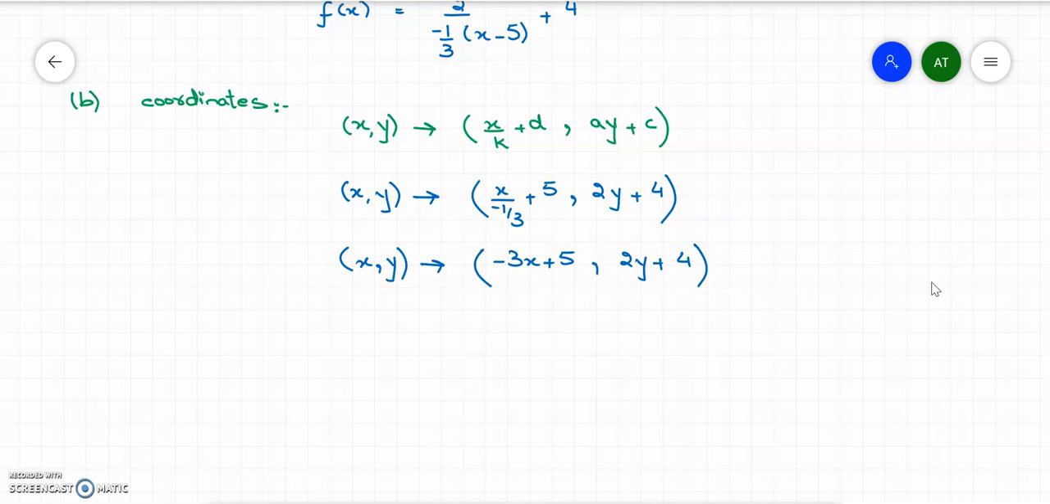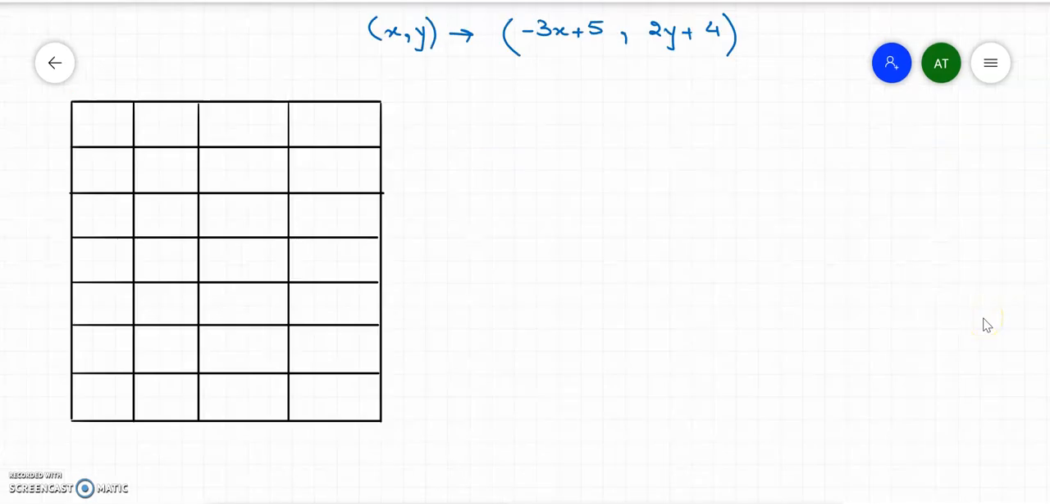Now we have to draw the table of values. Okay, we have done drawing the table. So let me write down the coordinates. In the first column we can write down x and y, and this x and y deals with the base function, and the base function is 1 over x. That is a reciprocal function. And in the third column we are going to write down negative 3x plus 5, and in the fourth column we have 2y plus 4.